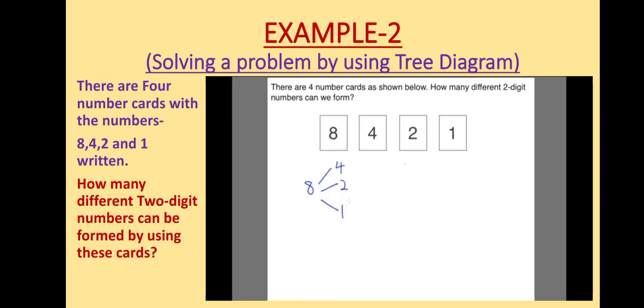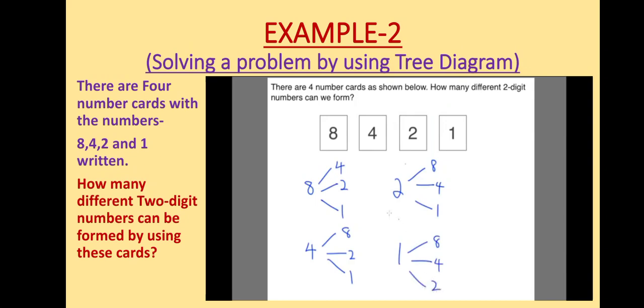Now if you want to solve this problem with the help of a tree diagram, then what you can do, write the first number and then show the tree branches writing the remaining three numbers as you can see in the video. In front of 8 I have written 4, 2, 1. In front of 4, 8, 2, 1. Likewise, you can write for 2 as well as digit 1.